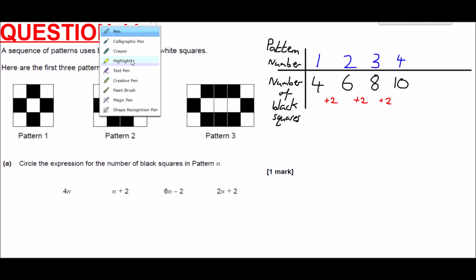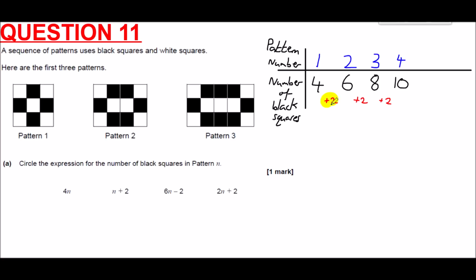Because the sequence is going up in 2s, the nth term for this sequence would have a 2 in front of it. If it's going up in 2s, it will relate to 2n. Going up in 2s, so a 2 needs to go in front of the n. So already we can see that it's going to have to be this one. But I'll explain where this plus 2 comes from.